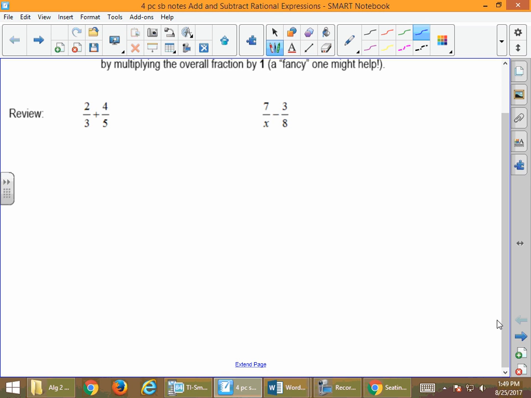So the first thing that we have to do is find the common denominator between 3 and 5. And the nice part is that 3 and 5 are both prime numbers. So all that we can do with our common denominator is multiply 3 by 5 to get the common denominator. And 3 times 5 is 15. That's going to be our common denominator.